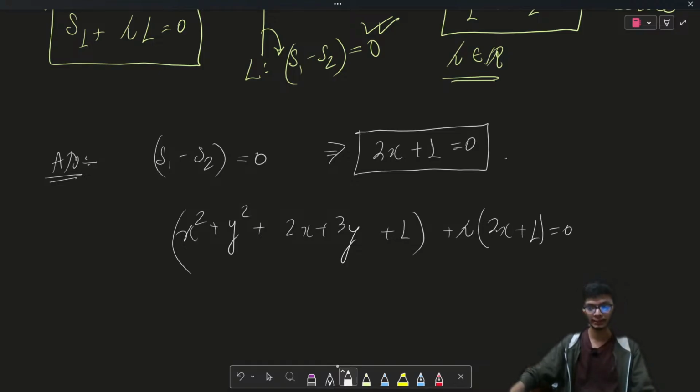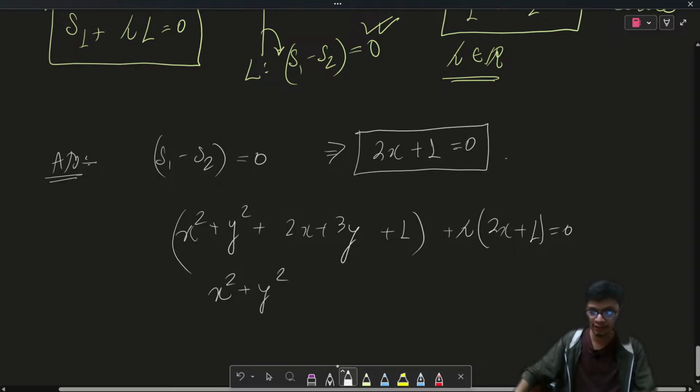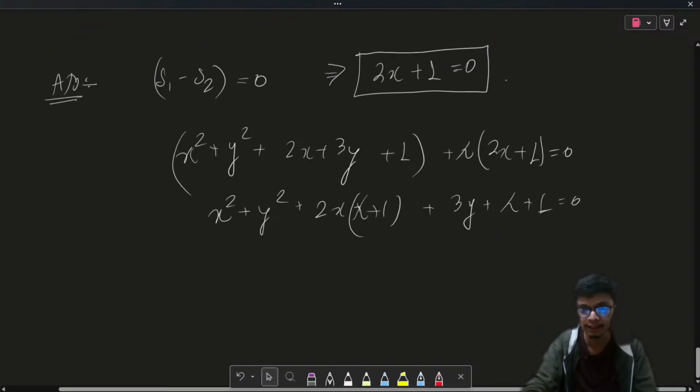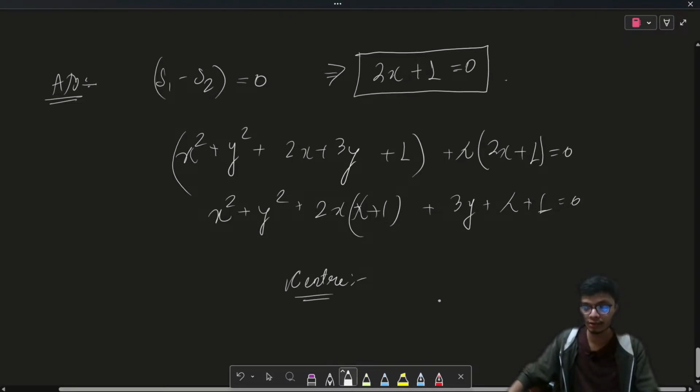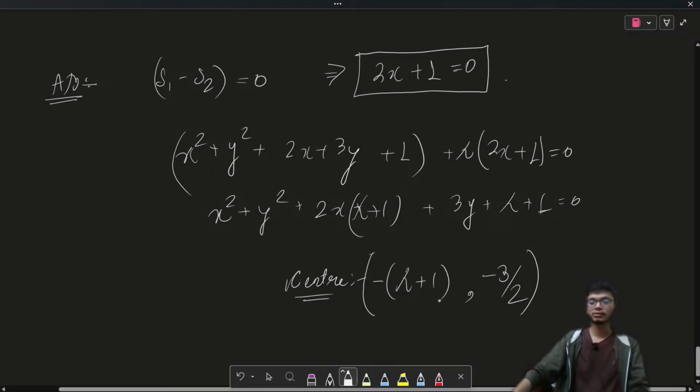Now from here you will try to obtain the center of the circle. So this I can write as 2x(lambda plus 1) plus 3y plus (lambda plus 1) equals 0. So from here, the coordinate of the center of the circle is given as (minus (lambda plus 1) upon 2, comma minus 3 by 2), right? That will be the center of this circle.